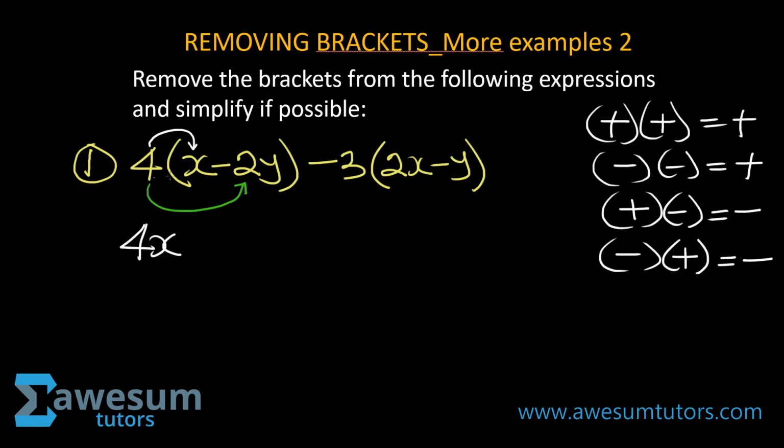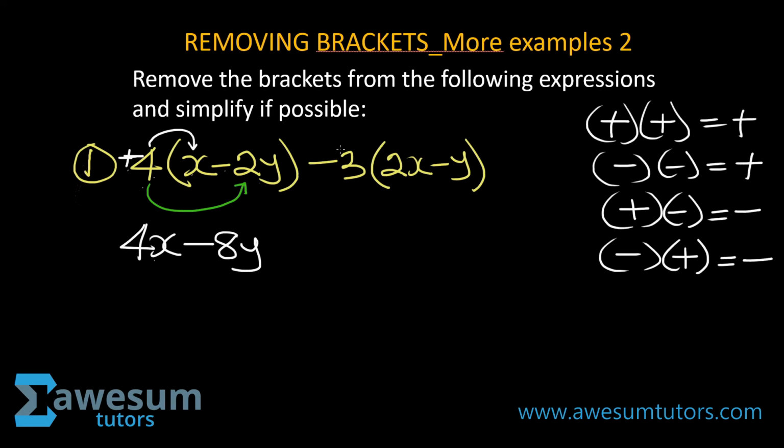Now, 4 times x is 4x. 4 times negative 2y is going to give you negative 8y. How did we get that? 4 is pretty much the same as positive 4, right? Positive times negative is going to give you negative. 4 times 2y is going to give you 8y. Very good. Now we have been able to open this bracket.